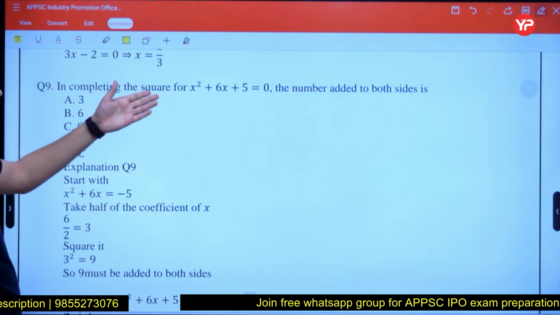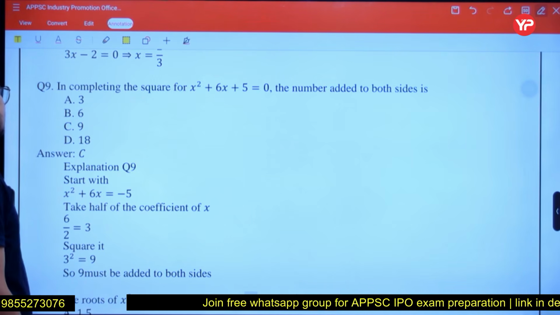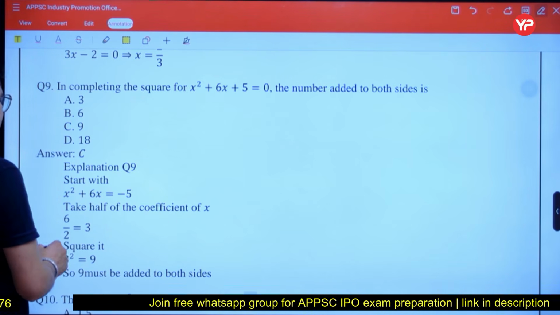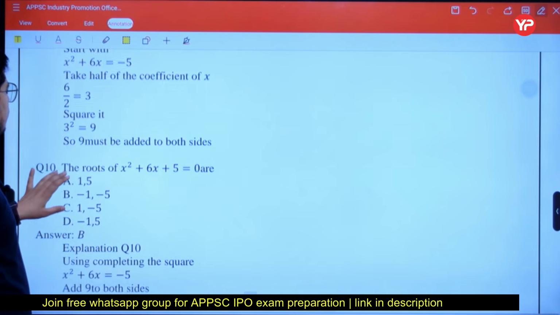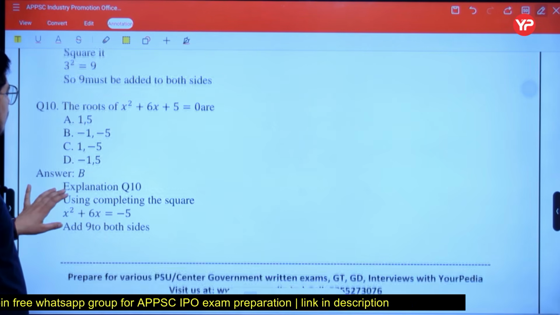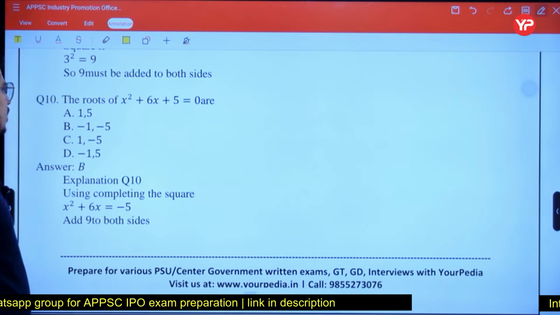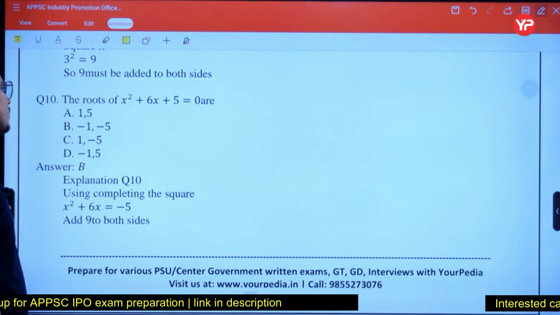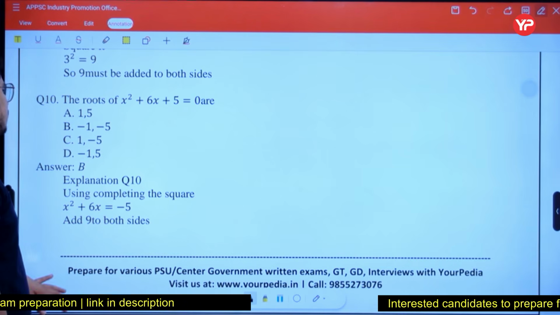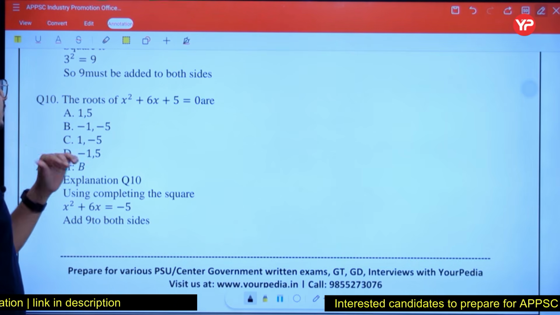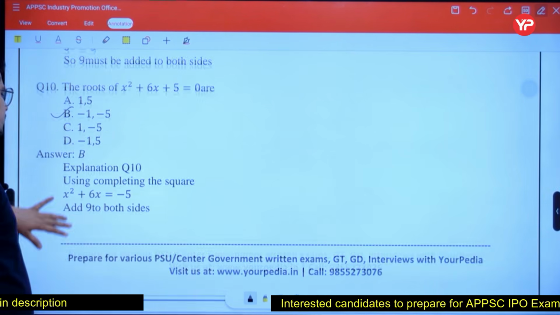Yeah. Completing the square, take that 5 on the other side. We will solve that one and get the values, that is 9. Right, 3 square is 9, like that. Again you can solve the next equation: the factors of 5 whose sum is 6 are 5 and 1, right? So in that case, the roots will be minus 1 and minus 5. That is B, the answer here.